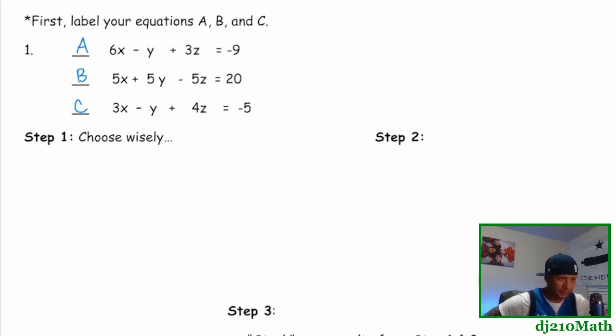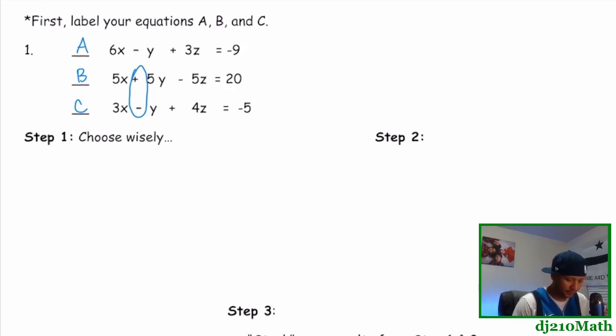So what am I thinking? I'm gonna choose two, and I need a variable to eliminate out of the two. I'm looking at the y's in B and C. Technically I could use A and B also, but C has smaller numbers, in my opinion.